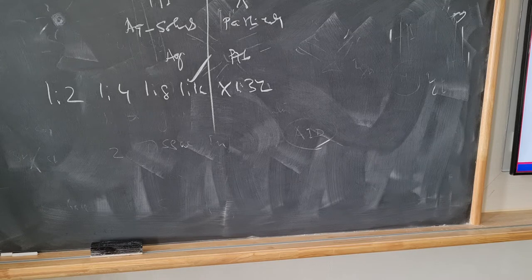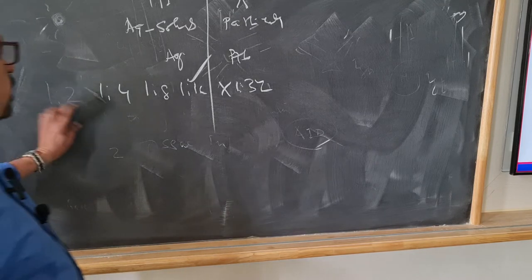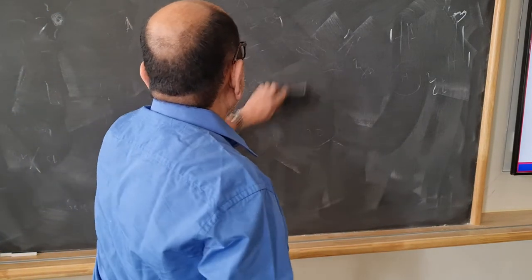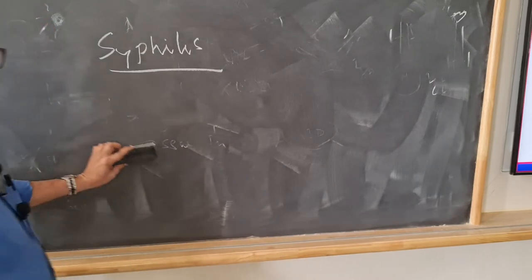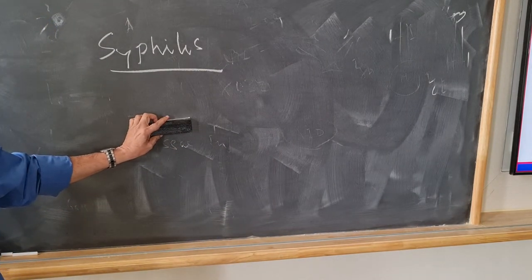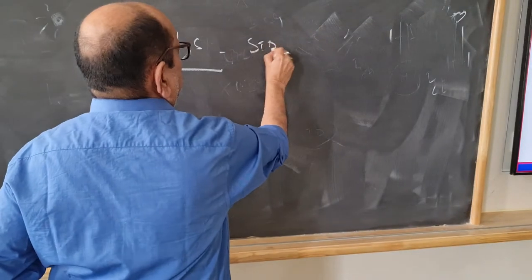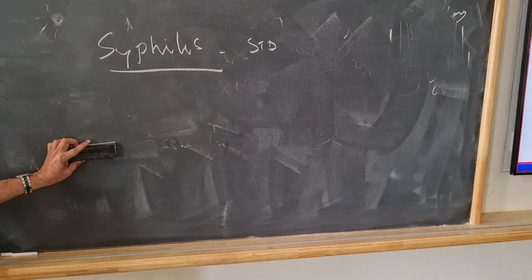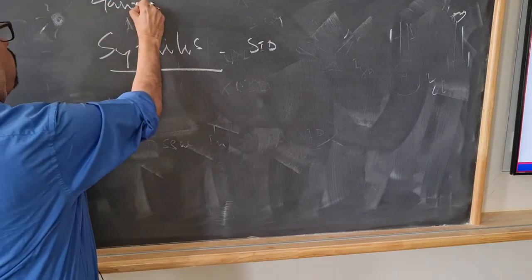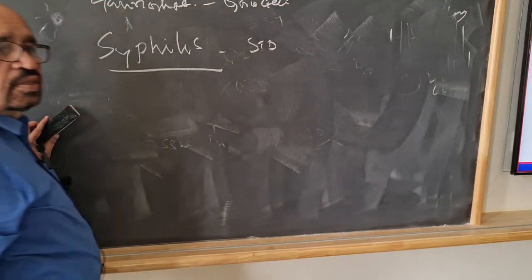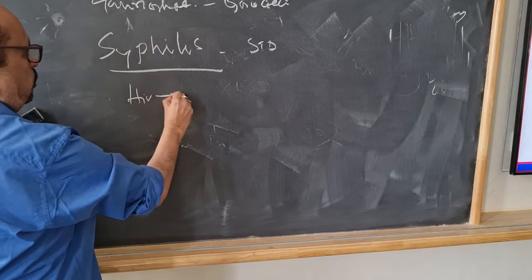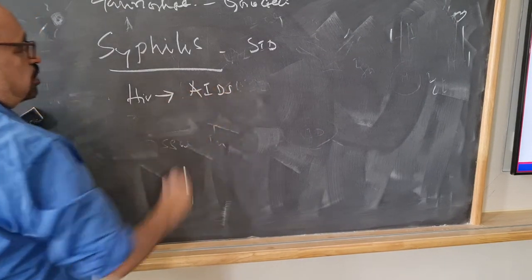Next is the flocculation test, where an important flocculation test that we use is for infection, syphilis. Heard of this name? Syphilis, what is it? It is an STD, a sexually transmitted disease. Any other STDs you know? Gonorrhea, good, caused by gonococci. Any other? HIV, which gives rise to AIDS.